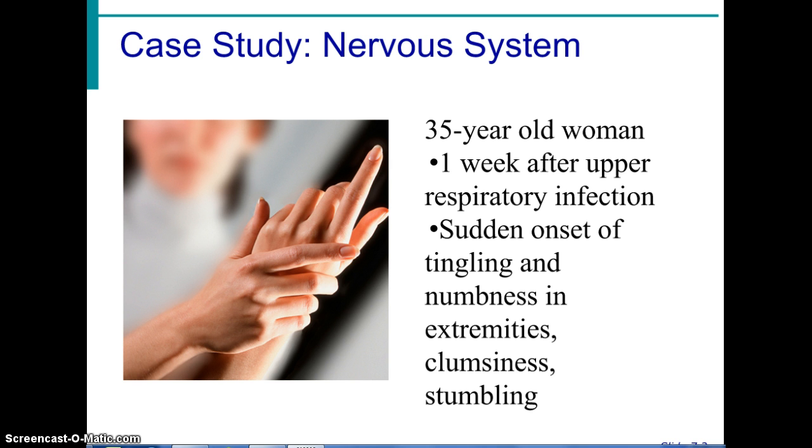So I want you to think about that as we go forward and look at some of these next slides, and think about the structures and the functions of the nervous system that we're going to look at, and try to identify, if you can, where some of those problems can arise. So let's look at our next slide.